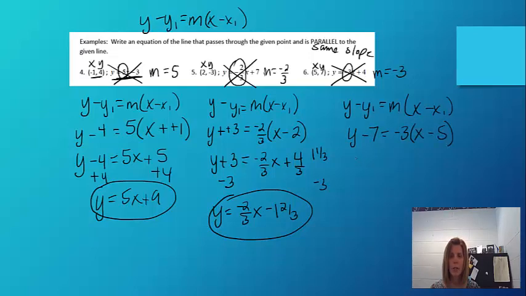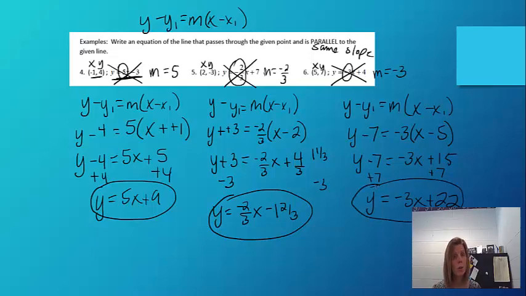And then from here, I'm going to get rid of my parentheses by distributing. Negative 3 times x is negative 3x. Negative 3 times negative 5 is a positive 15. And then from here, to get rid of the minus 7, we will add 7 to both sides. So I will end up getting y equals negative 3x plus 22. So that is the equation.